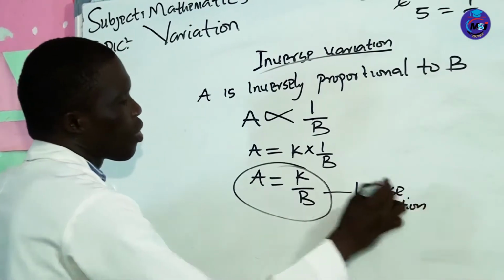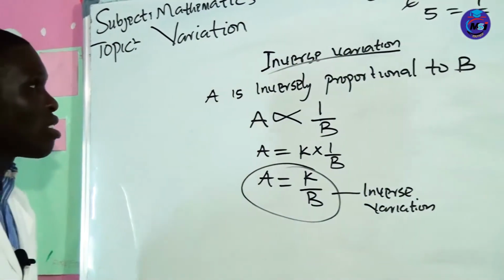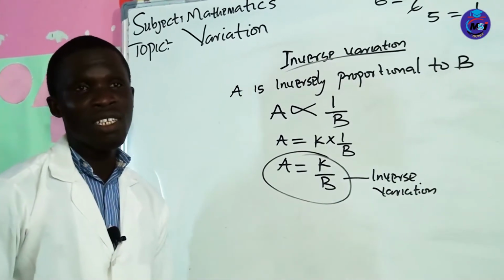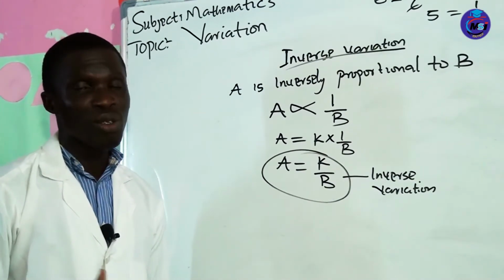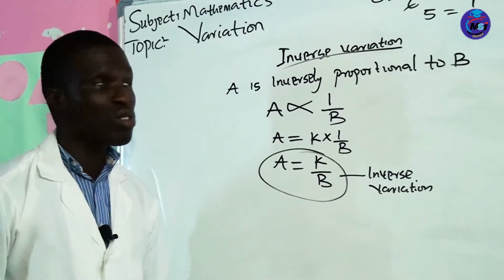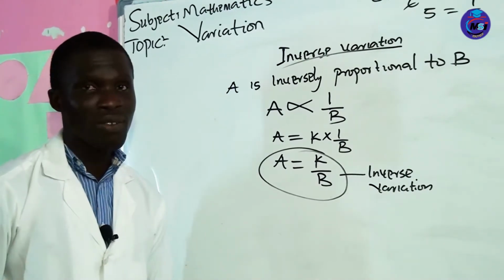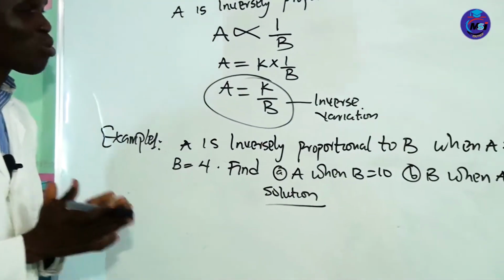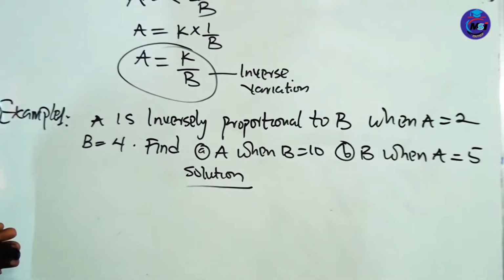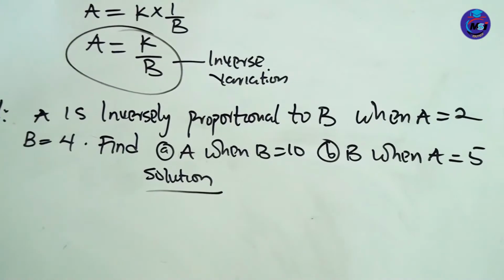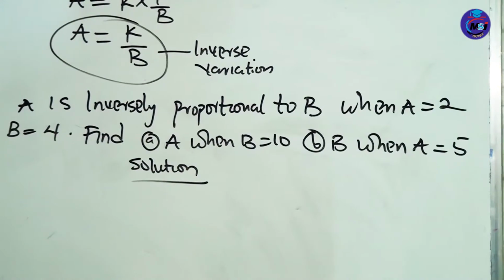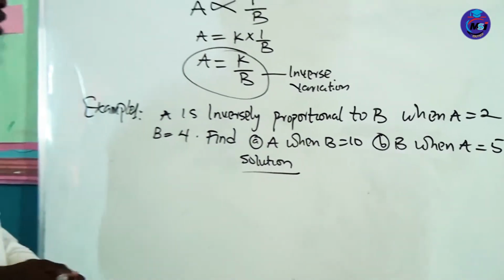Okay, now let me give you just one example. If you can really understand the one example, you can solve any question on inverse variation. Let's go to the example. A is inversely proportional to B. When A is 2, B is 4. Find A when B is 10. Find B when A is 5. So what are we going to do?